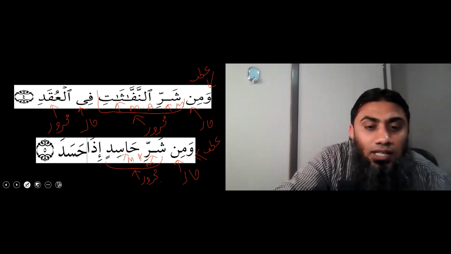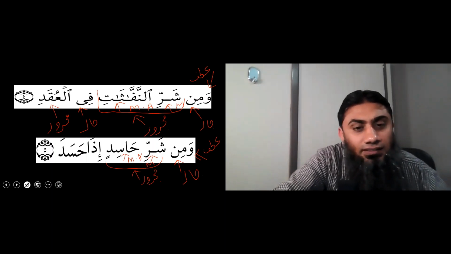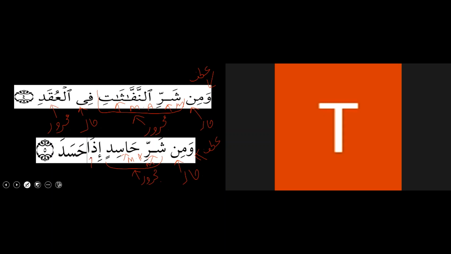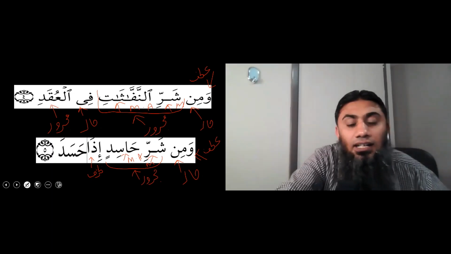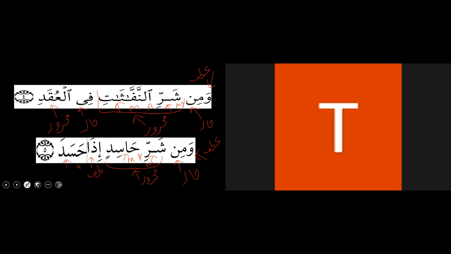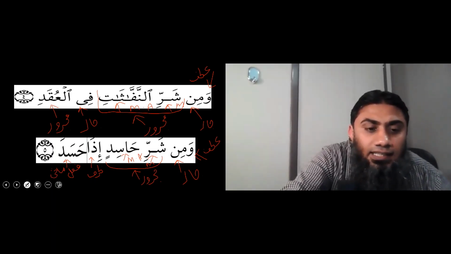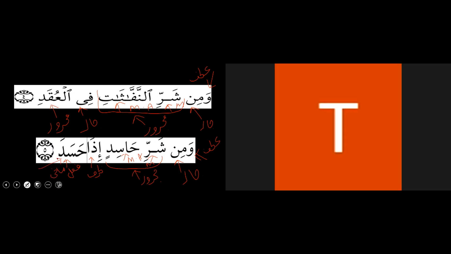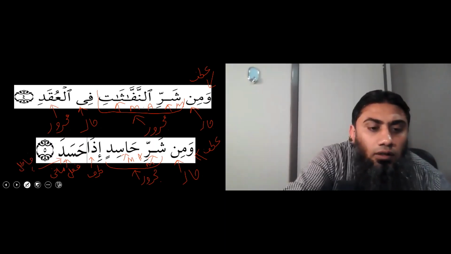And then again, you got this iza, and we have discussed this iza already, that iza is a zarf. And hasada, look, hasada is fail madi. And secondly, inside of hasada, you got your fail, and that fail is again huwa.